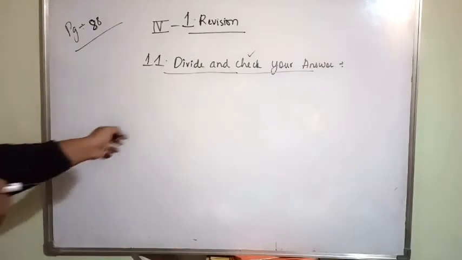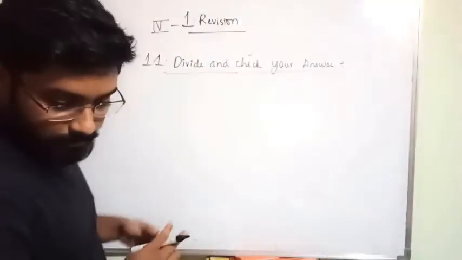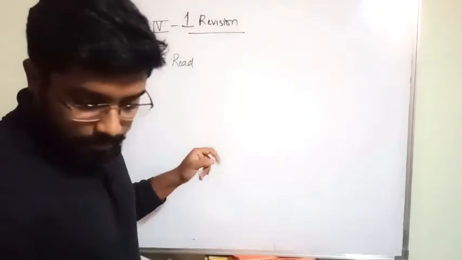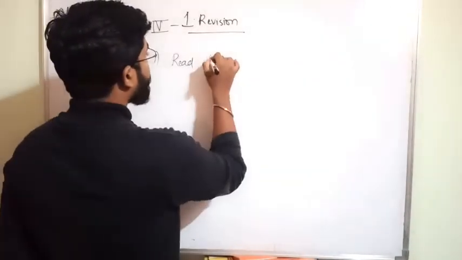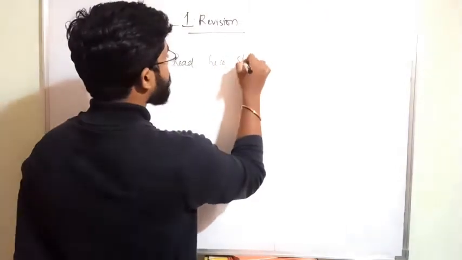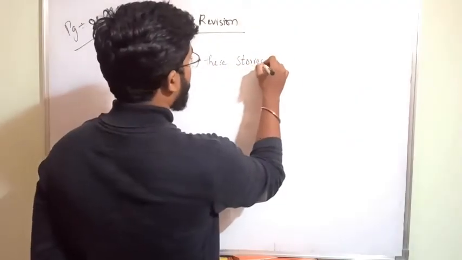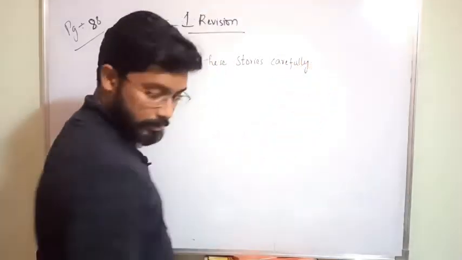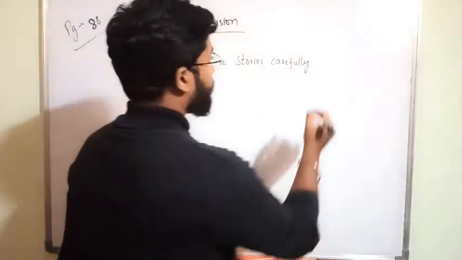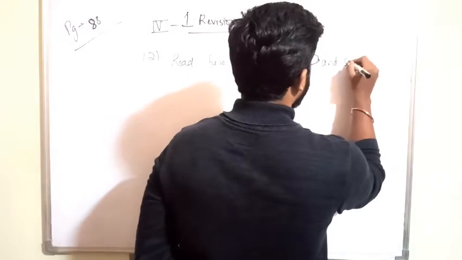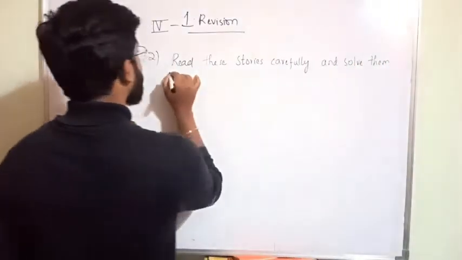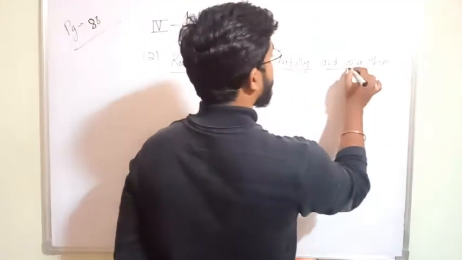Okay. Next bit, it is the 12th bit. So what is that 12th bit? The 12th bit is, read the stories carefully and solve them. Read the stories carefully and solve them. Okay.